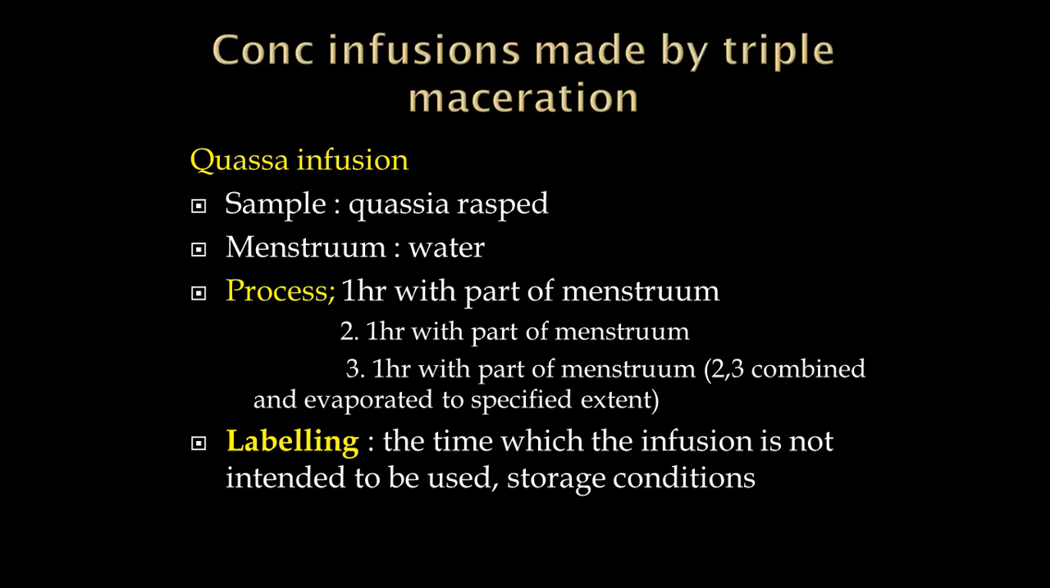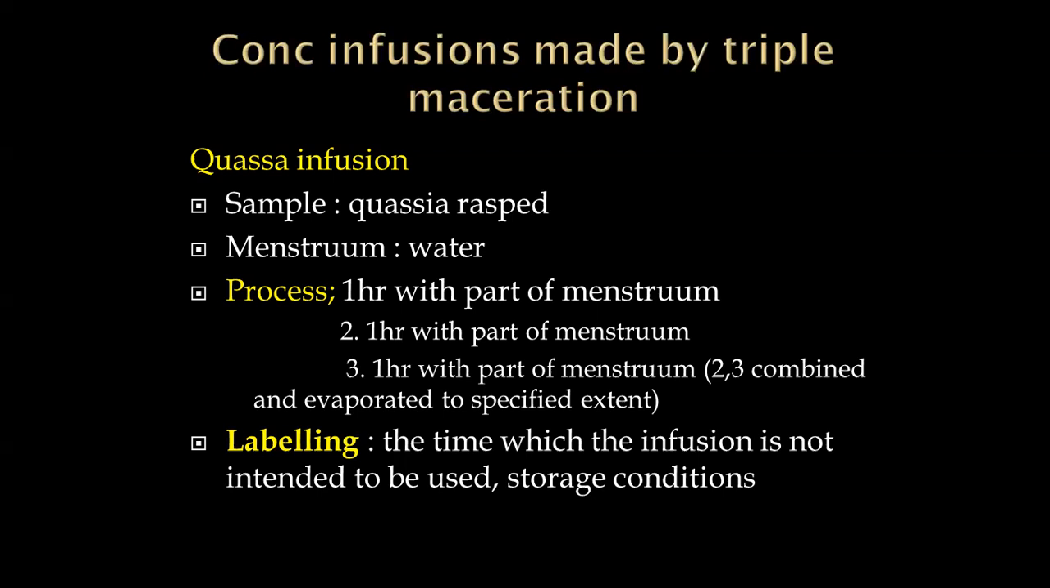So if you collect the whole extract as 500 ml and then apply heat and reduce the volume of the menstruum, assume you are making 300 ml by evaporating 200 ml. You have to apply heat to the whole 500 ml, and the process takes more time.